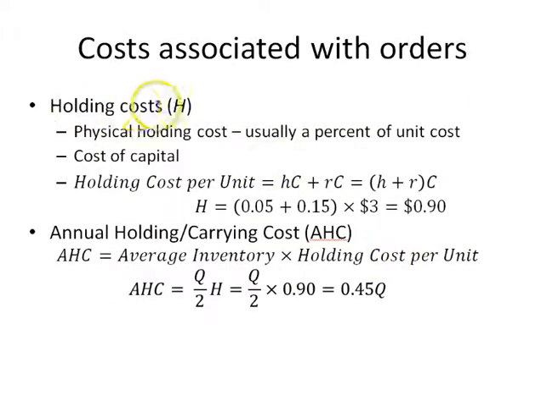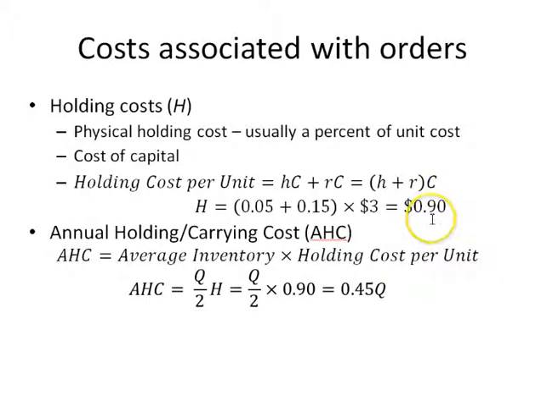So the holding cost H consists of 2 components: physical holding cost, which is expressed usually as a percentage of unit cost, and the cost of capital. That's the opportunity cost as the result of investing in inventory rather than investing in another opportunity. So the holding cost is the percentage of our physical cost times unit cost plus the percentage of the cost of capital times the unit cost. So in this case it is 90 cents.